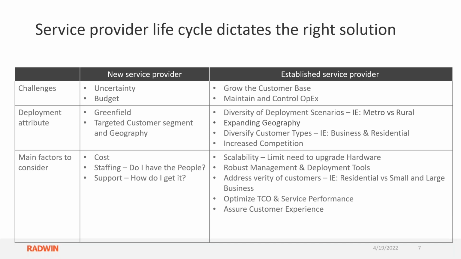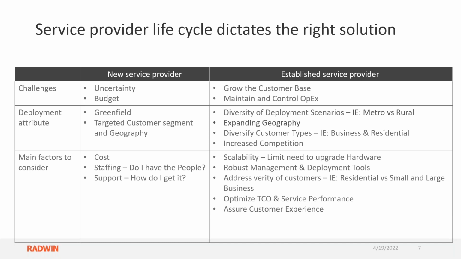But when you get into the more established service providers, because they're established, their big concerns tend to be, how do I grow my customer base? I need to make my market share bigger. That comes into play with maintaining and controlling your operational expenditures. As you grow your base, you can't let your expenses get out of whack, or what ends up happening is you start losing market share, you start losing margin, you start losing money.